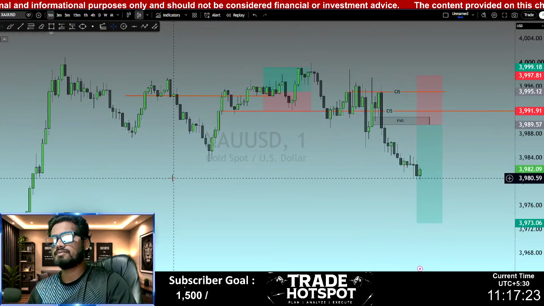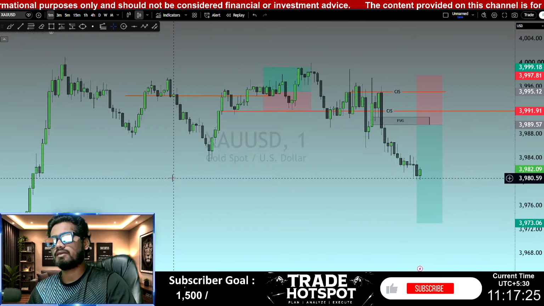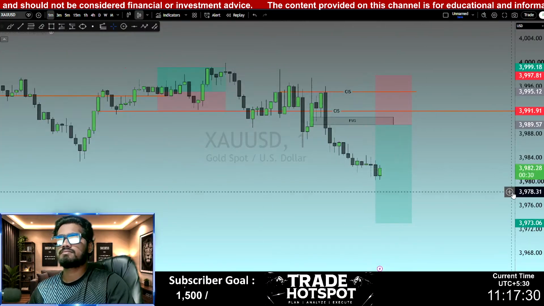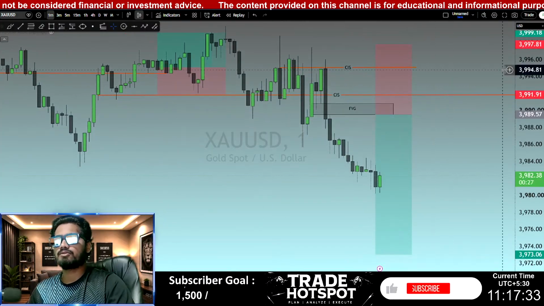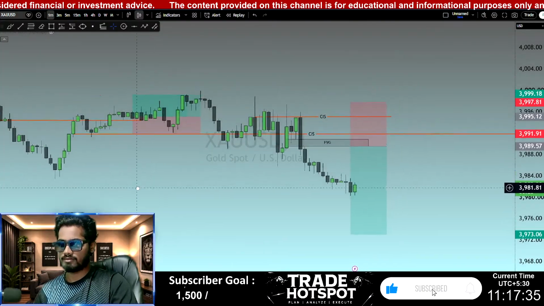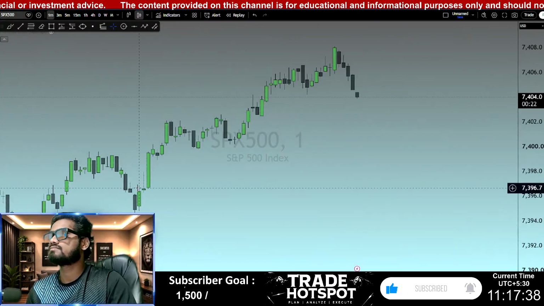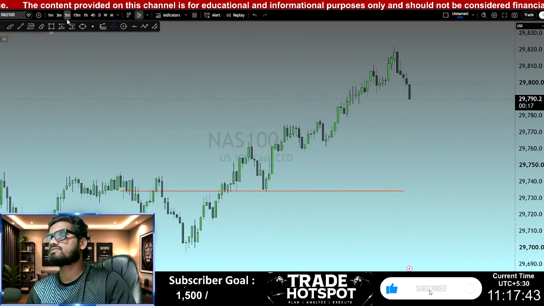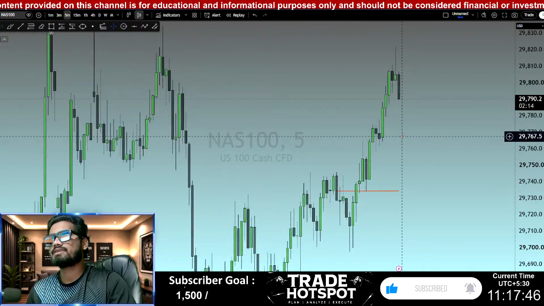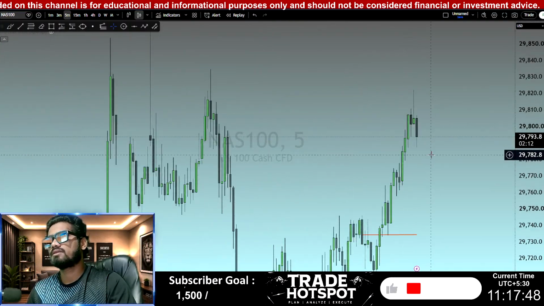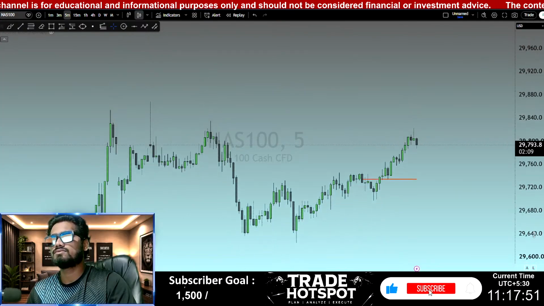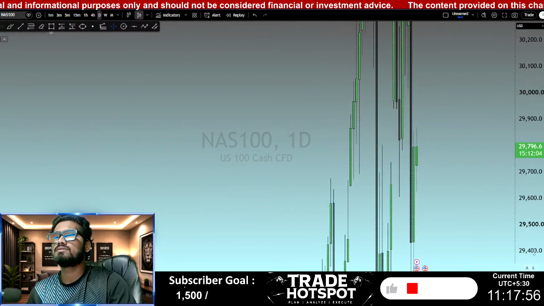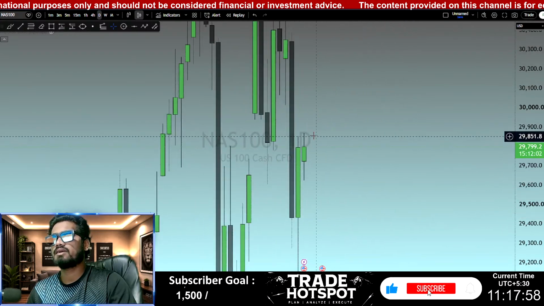At 11:30 there is news, but I don't know what the impact of that news is. Let's see. Hope it's not related to the gold. Now you can see guys here, US 100 or NASDAQ is trying to take a retracement here at this point. It's taken the previous day high.